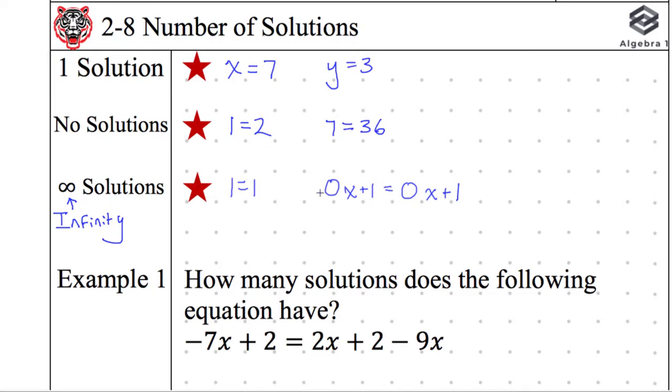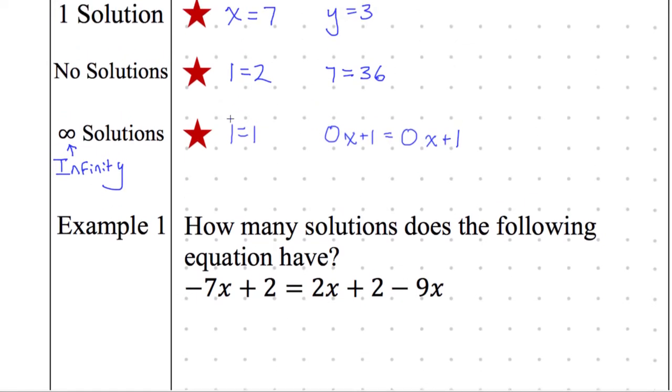All right, so we can see what happens on our final steps. X equals 7, 1 equals 2, 1 equals 1, something of that type, and you'll write 1 solution, no solutions, or infinite solutions. So let's go ahead and see what happens.